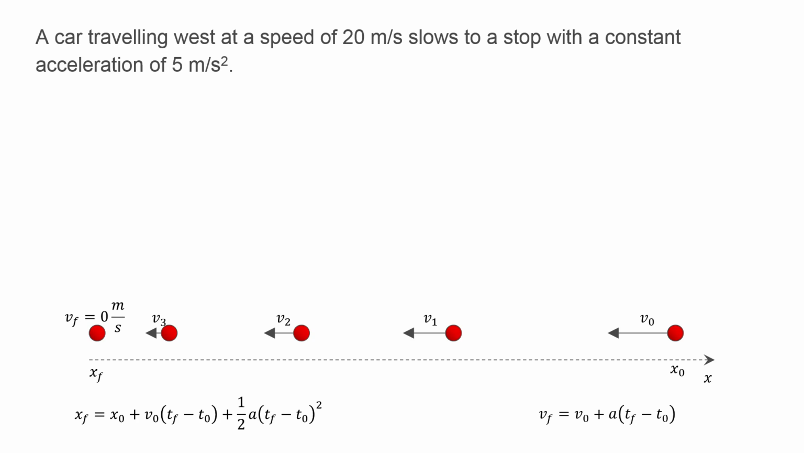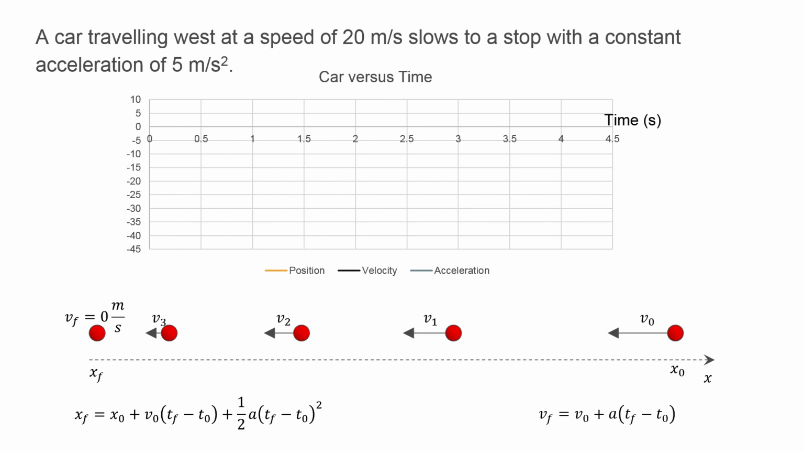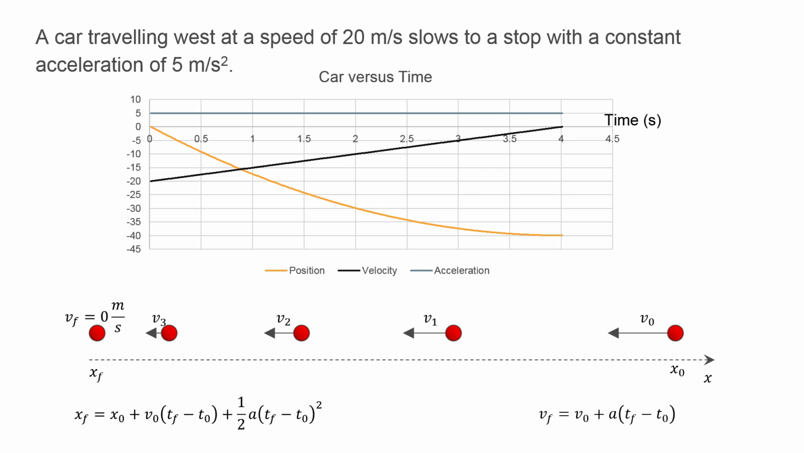The general shapes of our plots should be the following. The position starts at 0 and quadratically approaches a constant value in the westward, that is negative, direction. The velocity starts from negative 20 meters per second and linearly approaches 0 meters per second. The acceleration is a positive 5 meters per second squared always.